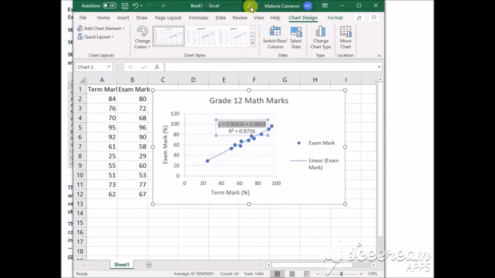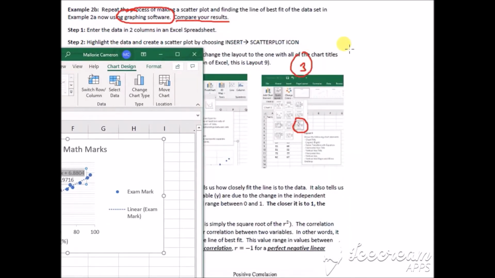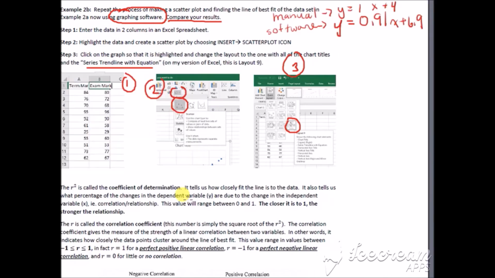Okay, so what we have here, I'm going to write it: y equals 0.9063x plus 6.8804. I'm just going to round to two decimals. Okay, so here we go. Let's actually compare these values. Manually we got 1x plus 4, software we got 0.91x plus almost 7, 6.9. So are these quite similar?